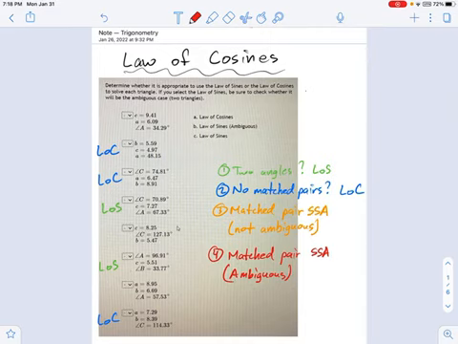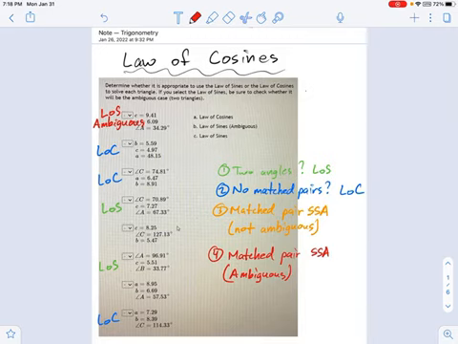All right, so this first one is ambiguous, and the reason I know just by looking at it is when I look at the matched side, that's short compared to the other side. So this is ambiguous right here. So law of sines, ambiguous case. That one's going to be a pain in the neck to solve, but we're not going to do that here.